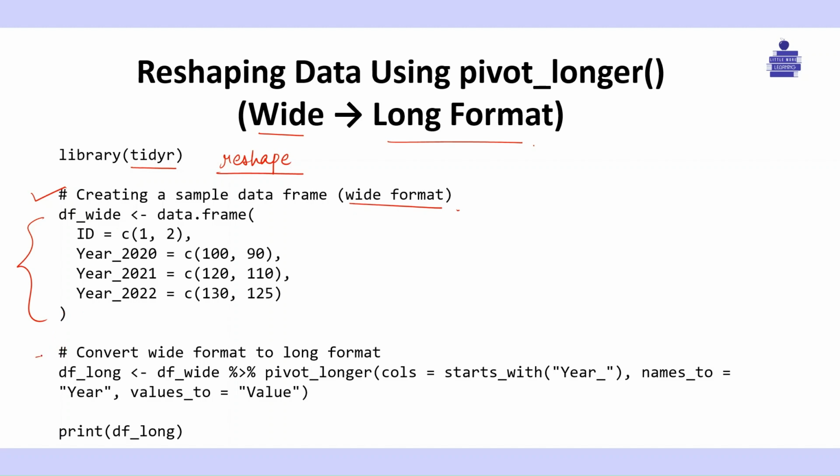In the next step, we are converting the wide format into the long format using the pivot longer function. This converts multiple year columns into two columns, year and value. As you can see here also, column year and column value.